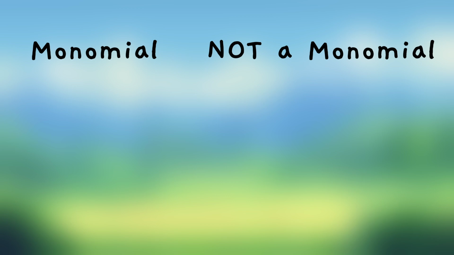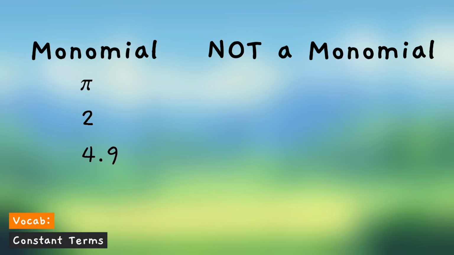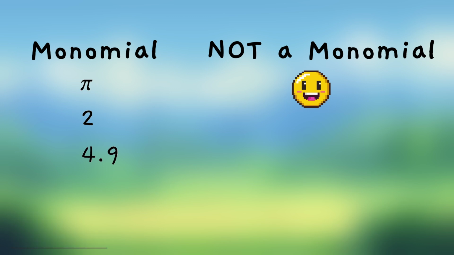And lastly, remember there were two types of monomial, number times variables to positive integer powers, and the other kind was just simply a number. So for example, pi is a monomial, or 2 is a monomial, or 4.9. These are all monomials. We actually call them constant terms. And over here we have a smiley face. And this is just not a number. It makes me happy, but it's not a number, so it's not a monomial.